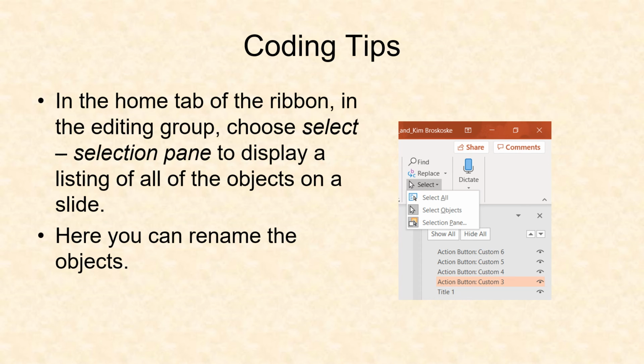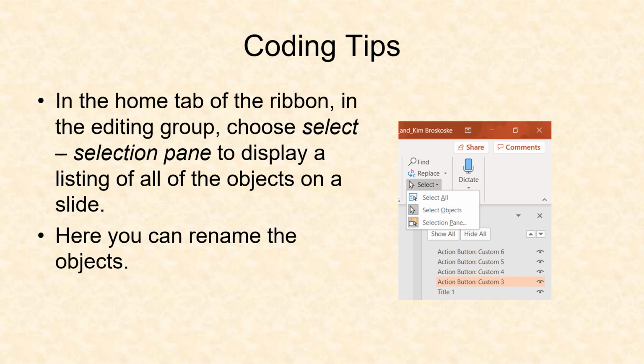Here's another helpful tip to help you locate objects and name them on a slide. In the regular Home tab of the ribbon, on the far right in the Editing group, choose Select and Selection Pane to display a listing of every object that's on a slide. In doing regular PowerPoint, you probably never used this before because there was no need to access this. But when you do this, you'll see the name of every object on the slide, and then you can rename these objects as you choose.